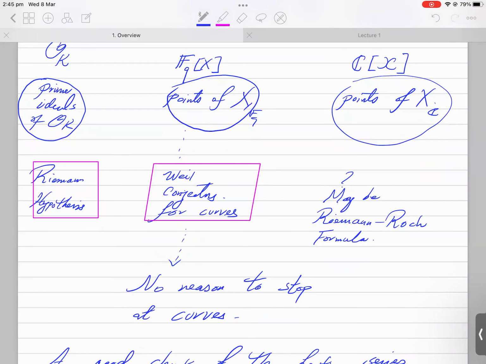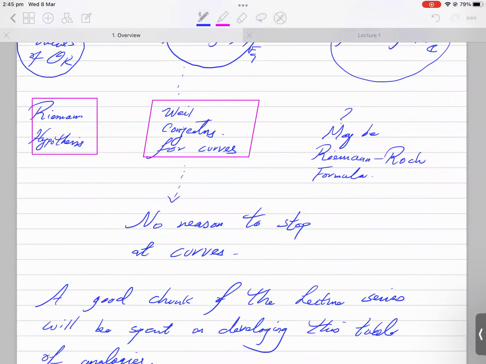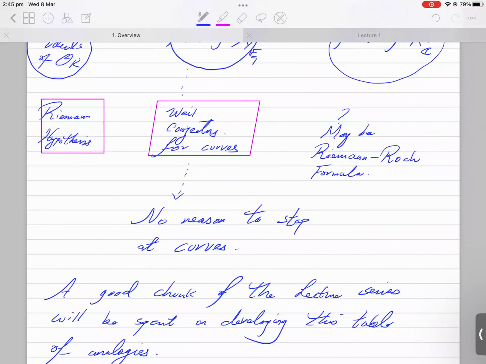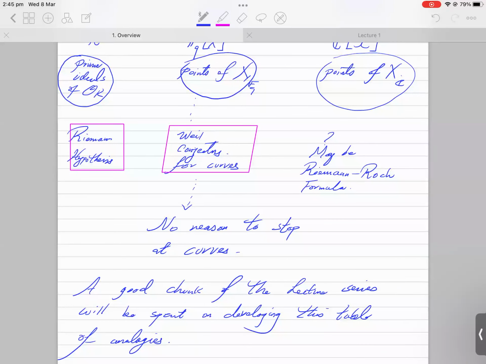So, Weil proved those conjectures for curves, but then he noticed that actually there's no reason to stop at curves. You can formulate them for higher dimensional spaces. So they became known as the Weil conjectures, which created a lot of excitement in the mathematical community in the 1950s, 60s, and 70s.